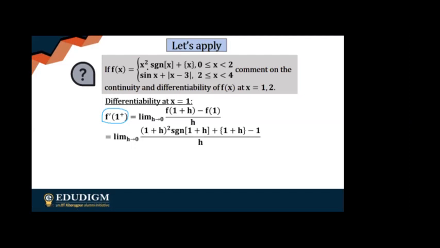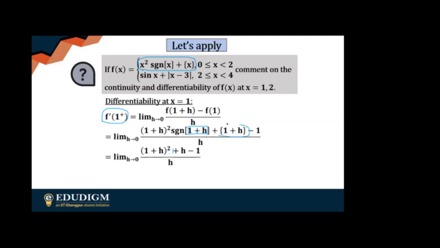Now, what do we want? We want the differentiability. This is what the differentiability will be like for the right hand derivative. This is the right hand derivative that we have taken. Very simple formula. All these things belong to this particular portion where x is between 0 to 2, so that is what we have used. Now what is box of 1 plus h? That is 1. So the signum of that is obviously 1.